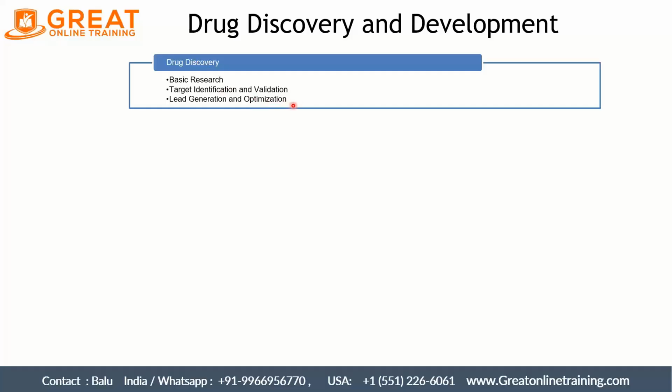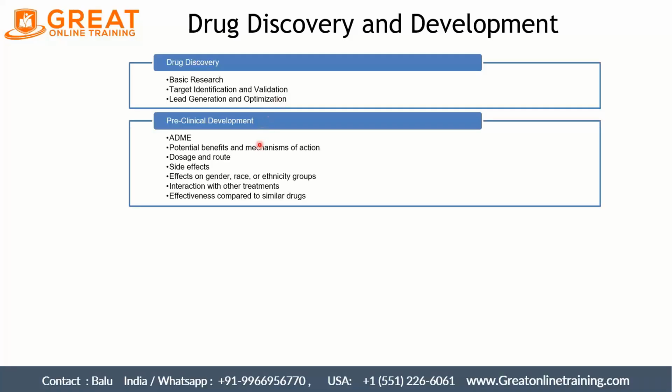So after drug discovery, the drug development process will start. In the drug development process, the first one is the preclinical trials. In the preclinical trials, the researchers will test this new drug on non-human subjects for efficacy, toxicity, and other pharmacokinetic information. And these trials are conducted by the scientists in vitro and in vivo with unrestricted dosages. The information that they will learn from these preclinical trials are ADME, the absorption, distribution, metabolism, and excretion, and potential benefits and mechanism of action.